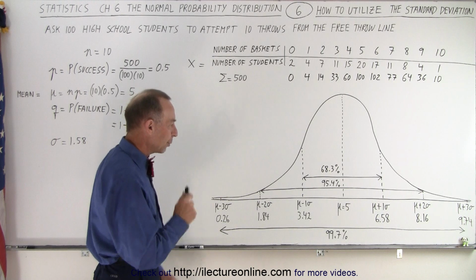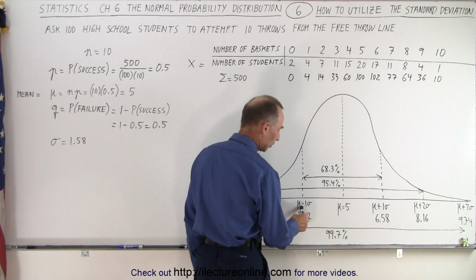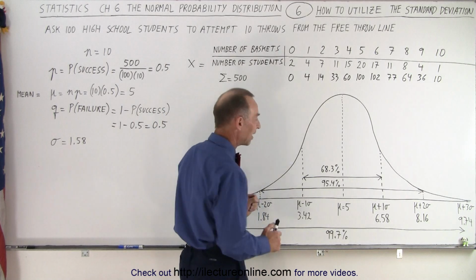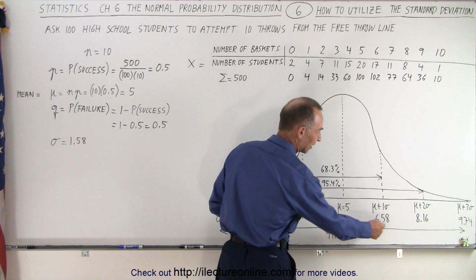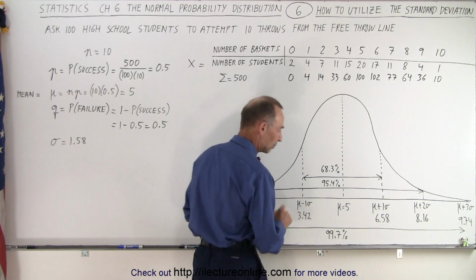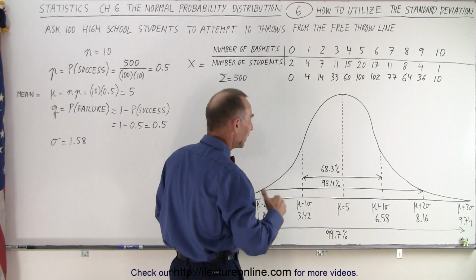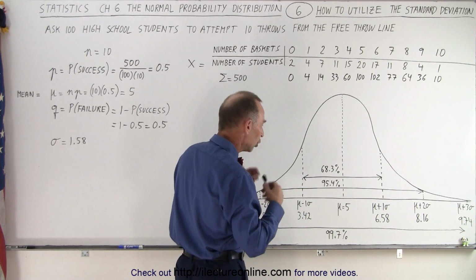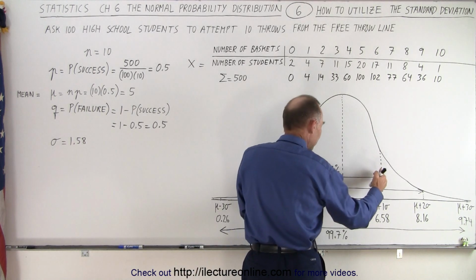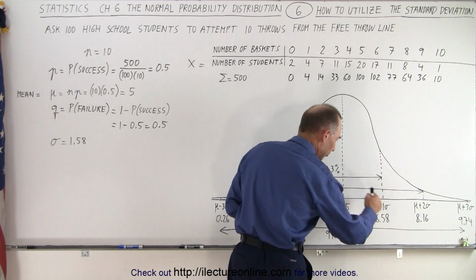Now what we're going to do is take the mean and add one standard deviation, and subtract one standard deviation. Remember that the standard deviation we calculated was 1.58. So if we take 5 plus 1.58, we get 6.58. And if we take 5 and subtract 1 sigma, 1.58, we get 3.42. What that means is, if we have a normal probability distribution, we can conclude from the normal distribution principles that 68.3% of all the students will shoot between 3.42 and 6.58 baskets.